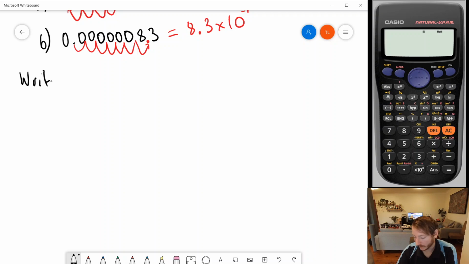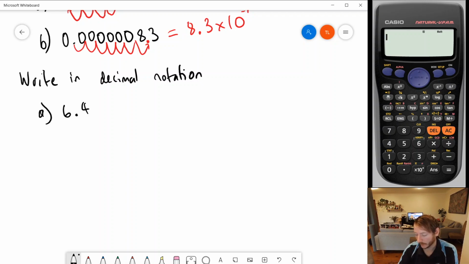Write in decimal notation. Okay. Let's say 6.45 times 10, let's be really annoying and write to the power of 11. Is this a really big number, you've got to think to yourself, or is it a really small number? Now we're timesing by 10 to the 11, which is quite large, so we're going to get a big one.